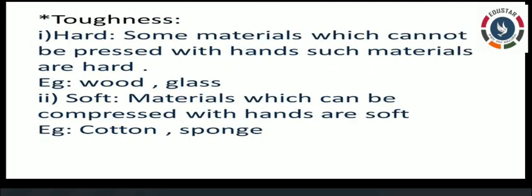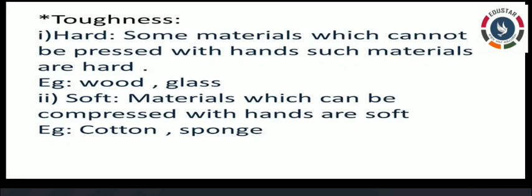Next heading, toughness. Hard and soft comes under this heading. So write hard as heading with black, write the content. Some materials cannot be pressed with hands. Such materials are hard. Example, wood, glass. Next, about soft. Materials which can be compressed with hands are soft. Example, cotton, sponge. You can see how I have written in the video. The same pen you need to use. Black means black, blue means blue.